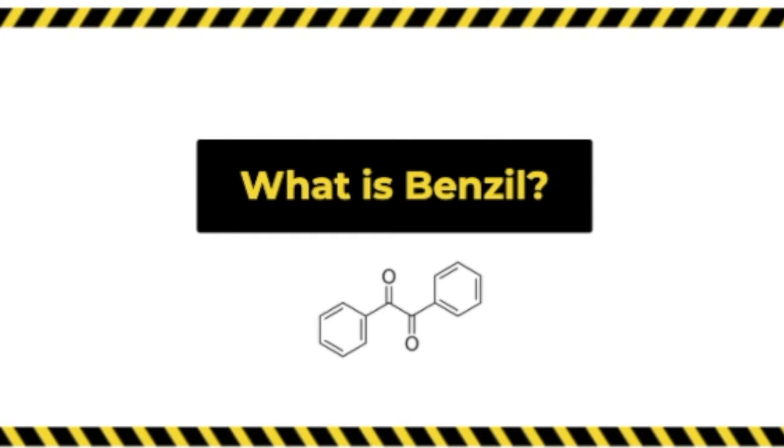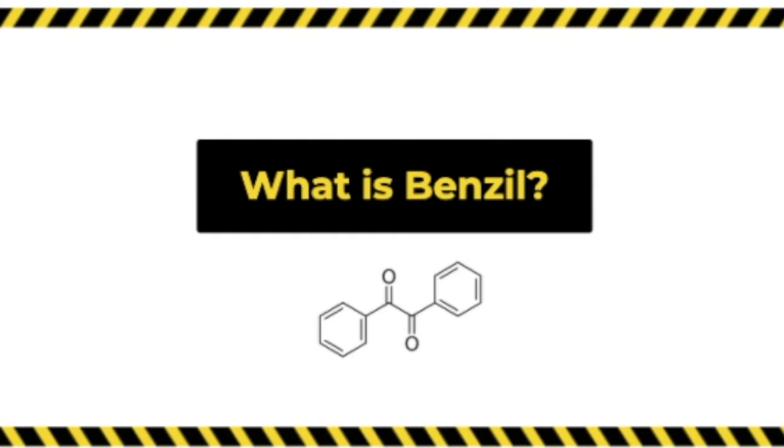Benzil is an organic compound with the molecular formula C14H10O2. It is soluble in benzene and diethyl ether. It has a melting point of 94.8 degrees Celsius, a density of 1.23 grams per centimeter cubed, and an overall molecular weight of 210.23 grams per mole. Additionally, you can notice on this compound that it has two identifiable ketone groups that make Benzil known as a diketone compound.